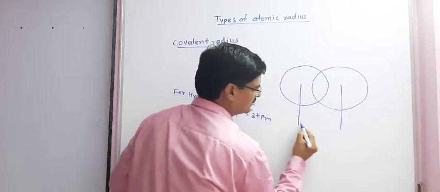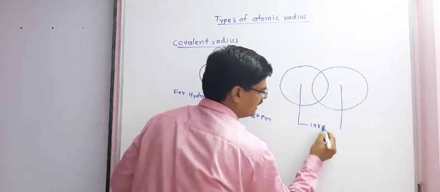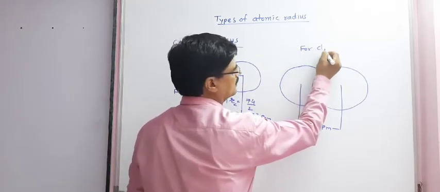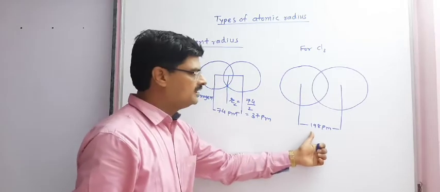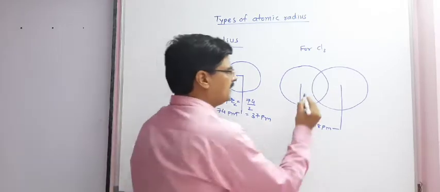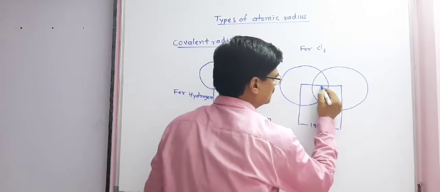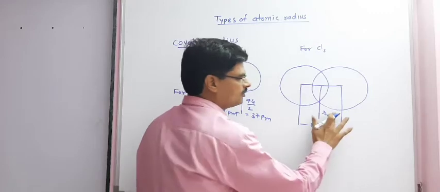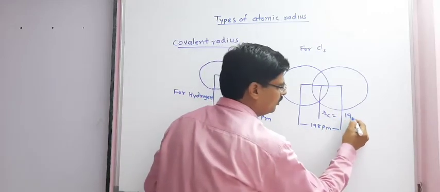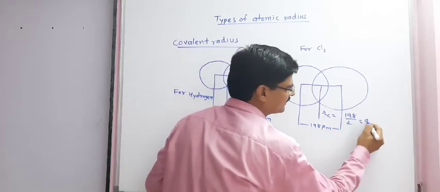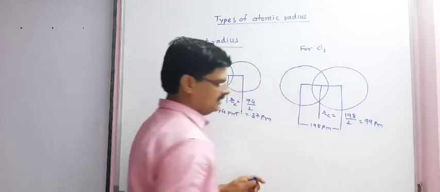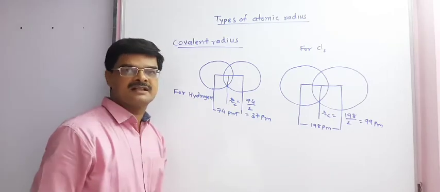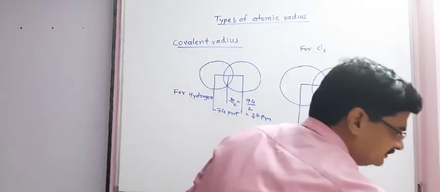Same way for chlorine. Internuclear distance is 198 picometer. Therefore, covalent radius of chlorine is equal to 198 divided by 2, that is 99 picometer. So this was about covalent radius. Now we will understand metallic radius.